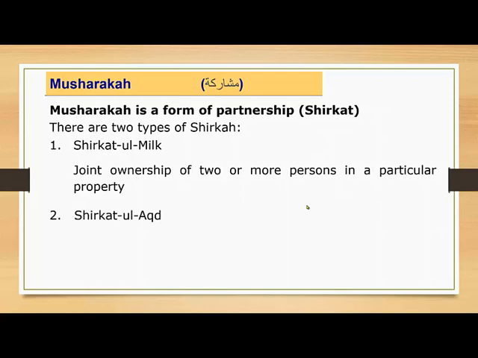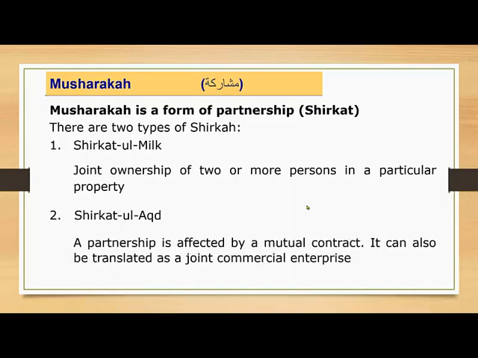When we talk about the second type of partnership, which is called shirkatul aqd, the aqd is basically a contract. So a partnership is affected by a mutual contract. It can also be translated as a joint commercial enterprise. So we have two types of shirka or partnerships. One is shirkatul milk, a joint ownership of two or more persons in a particular property, and the second is shirkatul aqd, a partnership which is affected by a mutual contract. It can also be translated as a joint commercial enterprise.